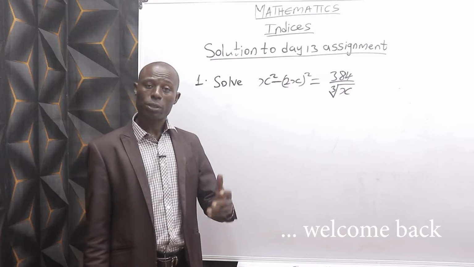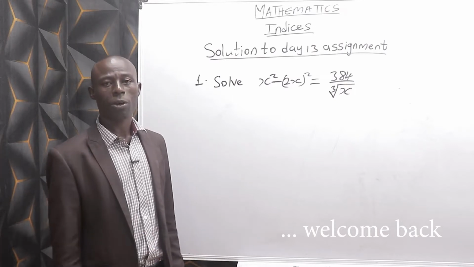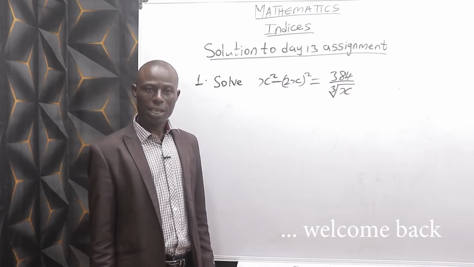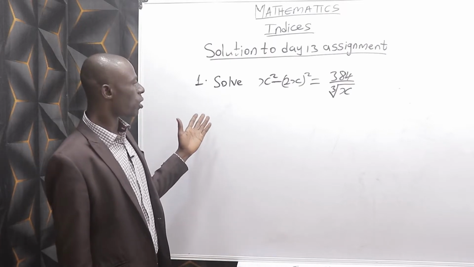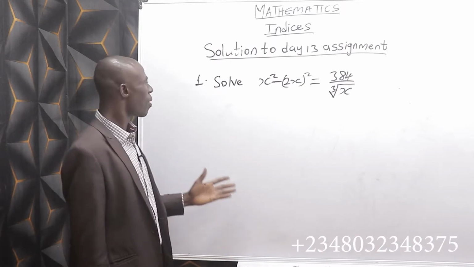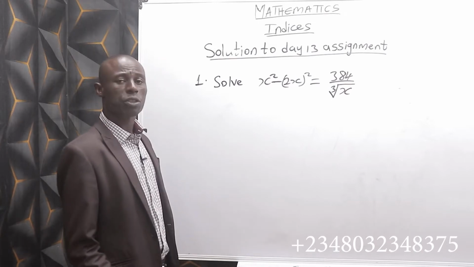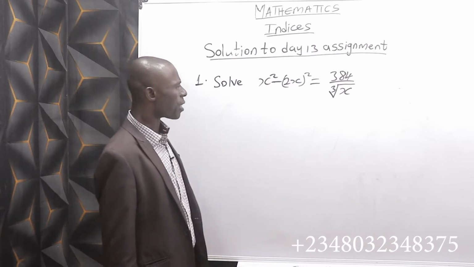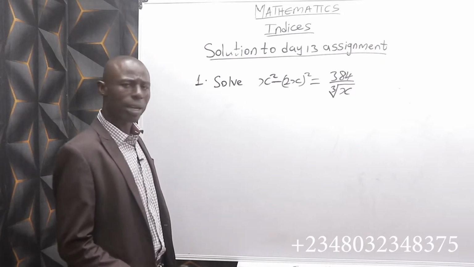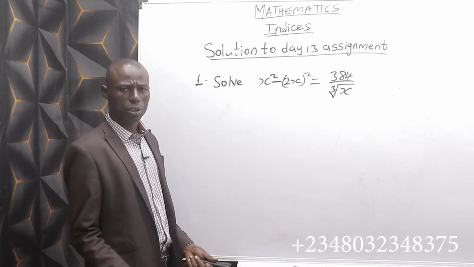Before we go into today's work, let's have the solution of our last class assignment. This is question number 1 in the assignment. Solve (x squared minus 2x) raised to power 2 equals 384 over cube root of x. How do you approach this?